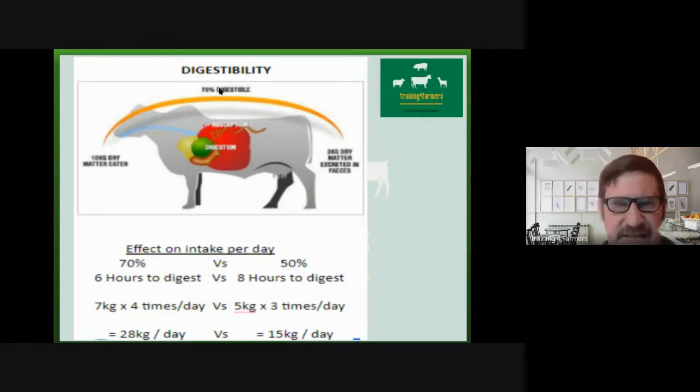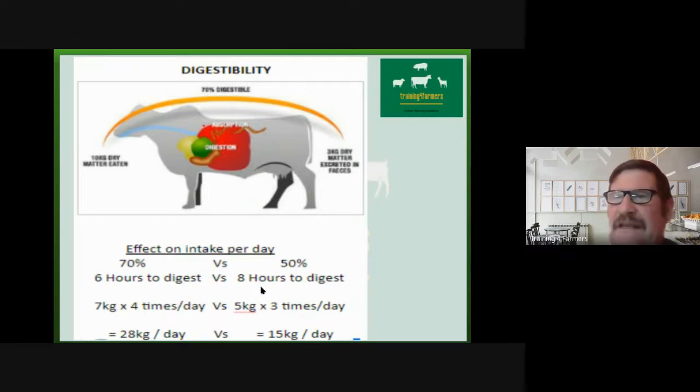So let's take this example here. This is a 70% digestible food, which is on the high side, and let's say it takes 6 hours to digest. If his stomach is full, it takes 6 hours to digest it before he can eat again. So if he's been fed 10 kilos, he's getting 7 kilos retained in the body. And in a day, you can have 4 refills. So in a day, you can get 28 kilos of digestible energy.